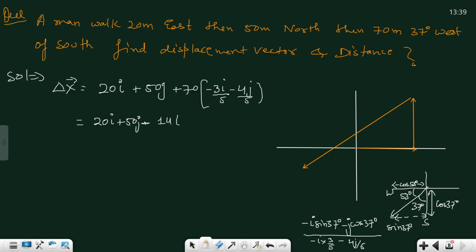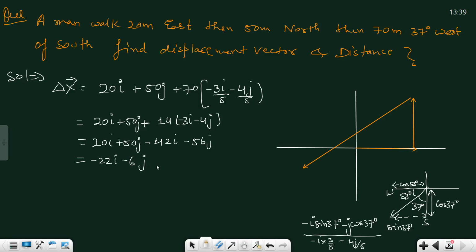Can we? Is it correct? Yeah, sir. So this will be 20i plus 50j minus 42i minus 56j. So the i component will be minus 22i minus 6j. Is it matching with your answer?